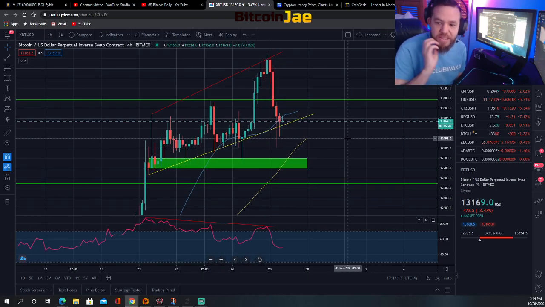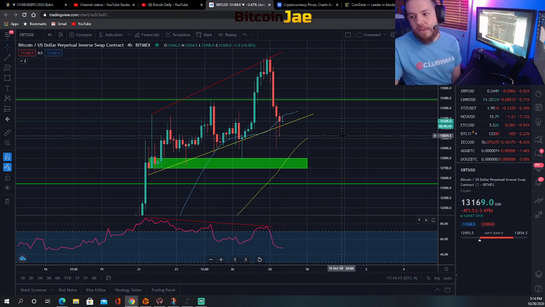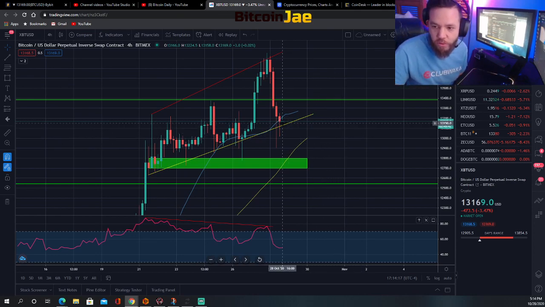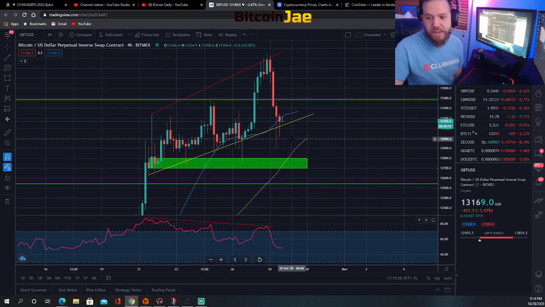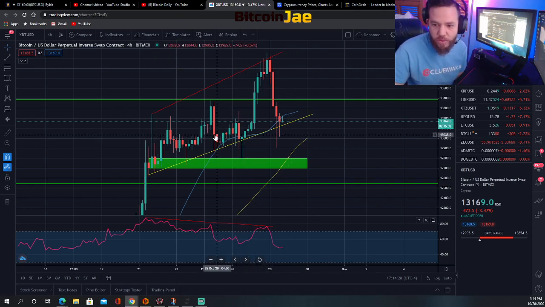So the areas, if you're looking to enter, this is going to be a minor support. There's not any major support, but it is holding up thus far. But 13K is the biggest whole number here. So it's the biggest support. It's where there's support down here. So 13K is ideally where I like to enter.